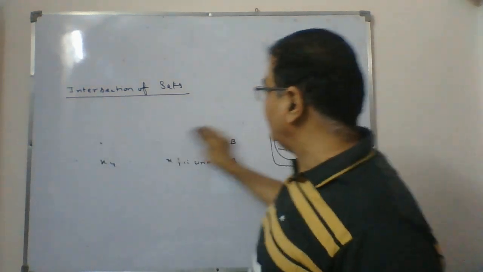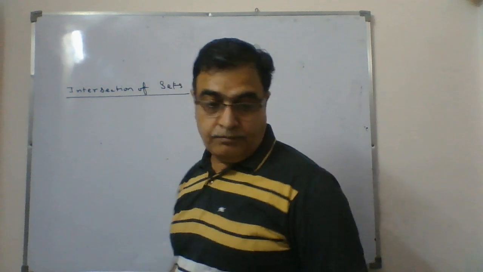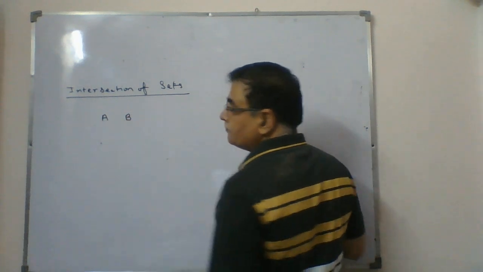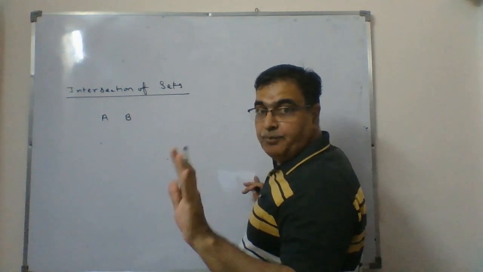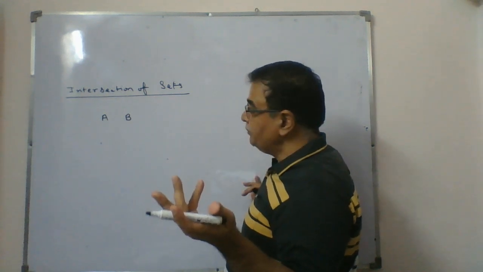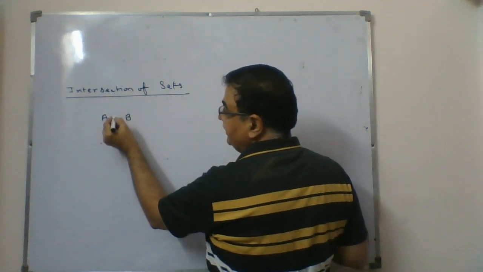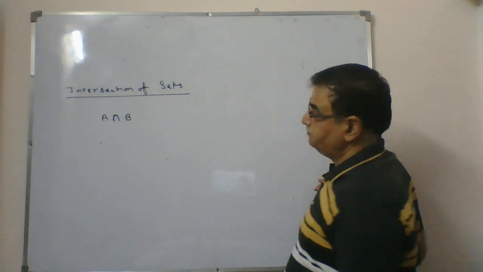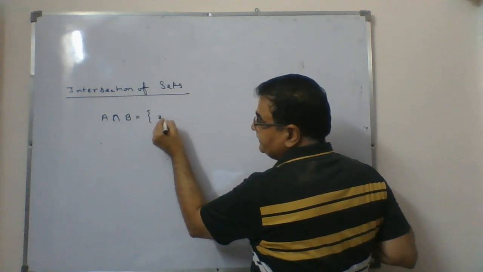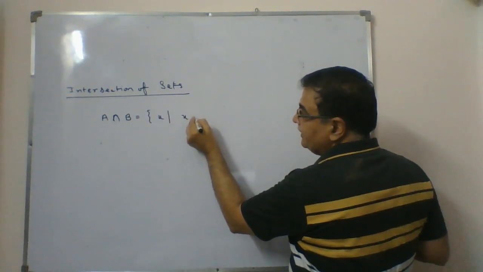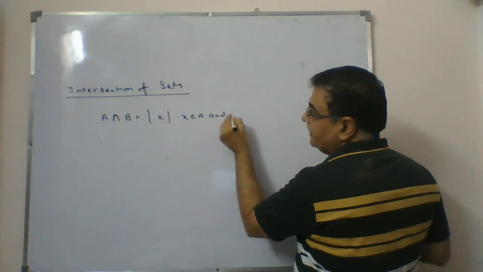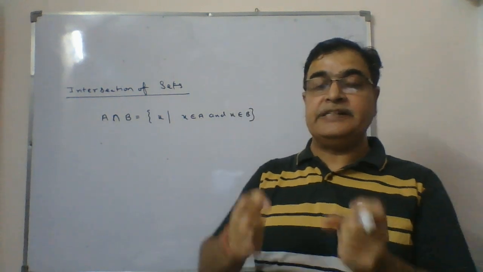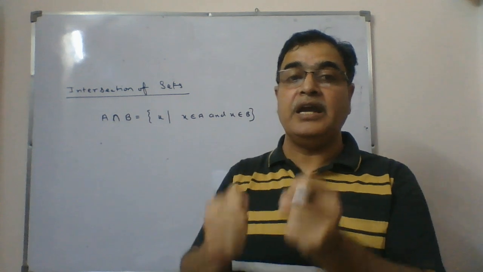Now coming to the second part, intersection of sets. In intersection of sets, we have two sets A and B, non-empty sets I am taking. Non-empty means they should not be empty, they should have certain elements, and intersection will be denoted by this. So A intersection B. What does this say? It says X where X is an element of A and it is an element of B. That means in A intersection B, we take the common elements among A and B.